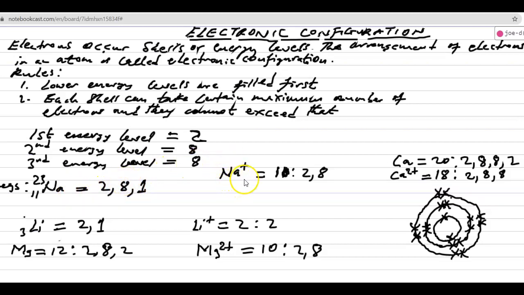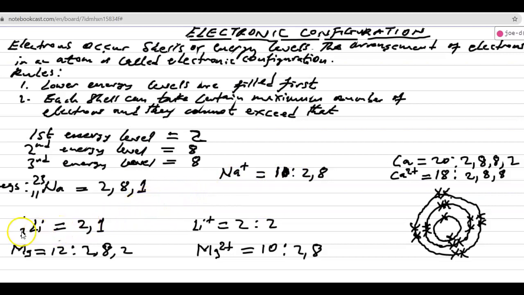Let's go to the sodium ion. A sodium 1 plus ion means that sodium has lost 1 electron. If it loses 1 electron, it will be left with 10 electrons, and so the electronic configuration will be 2, 8. The first energy level will take 2, and the next energy level will take the remaining 8. That is the electronic configuration of the sodium ion and of the sodium atom. You should be able to draw the electronic configuration of the sodium ion and atom as well.